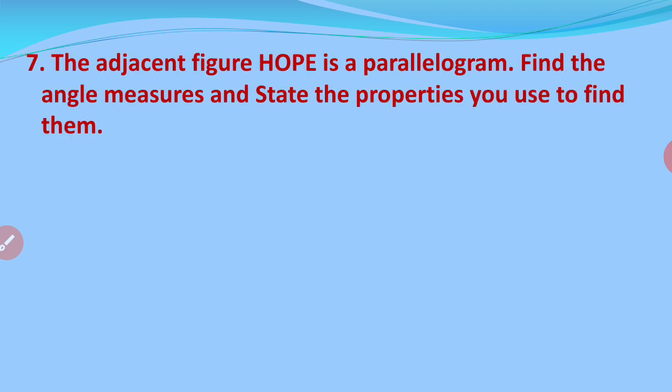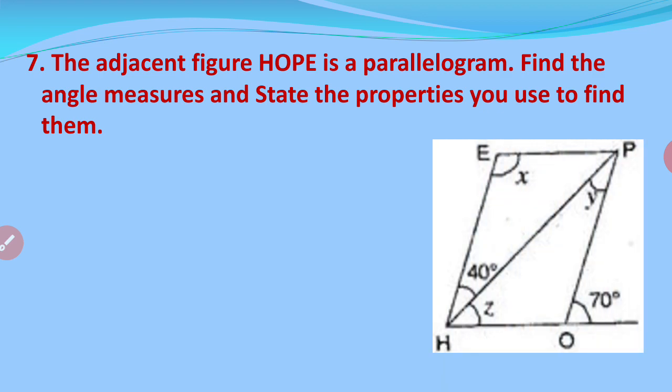The adjacent figure HOPE is a parallelogram. Find the angle measures and state the properties you use to find them. Here if you look at the figure, two measures are given to you, that is angle EHP is 40 degrees and angle O is 70 degrees, that is the exterior angle O. With these two, we are supposed to find out the measure of X, Y and Z. Let's begin.